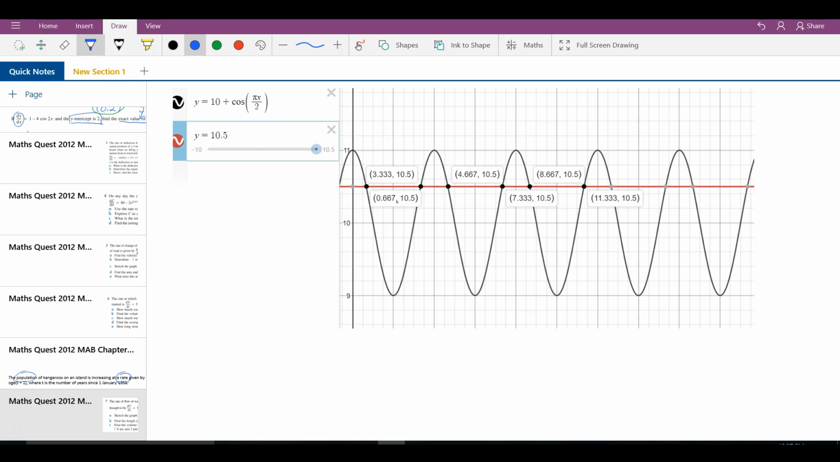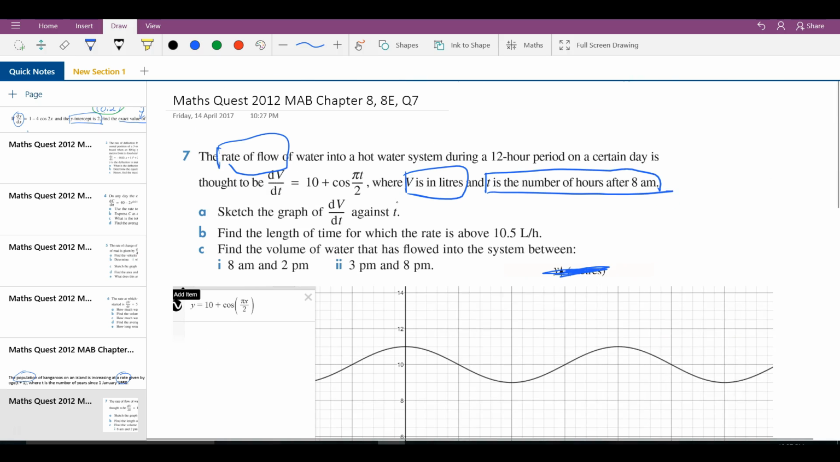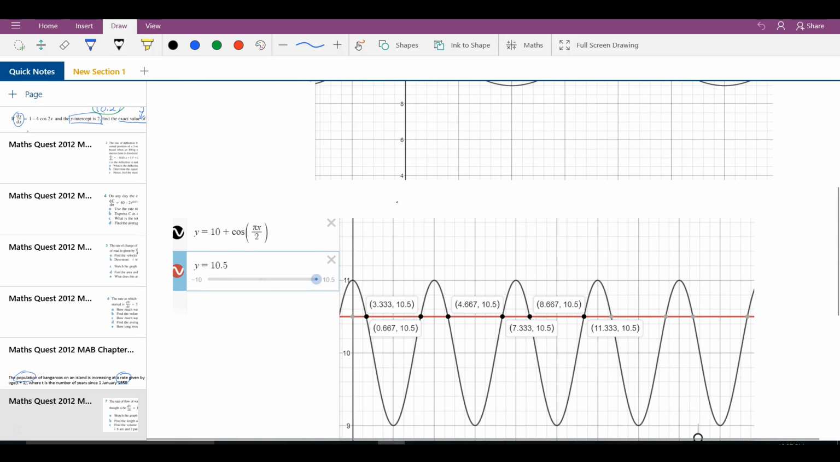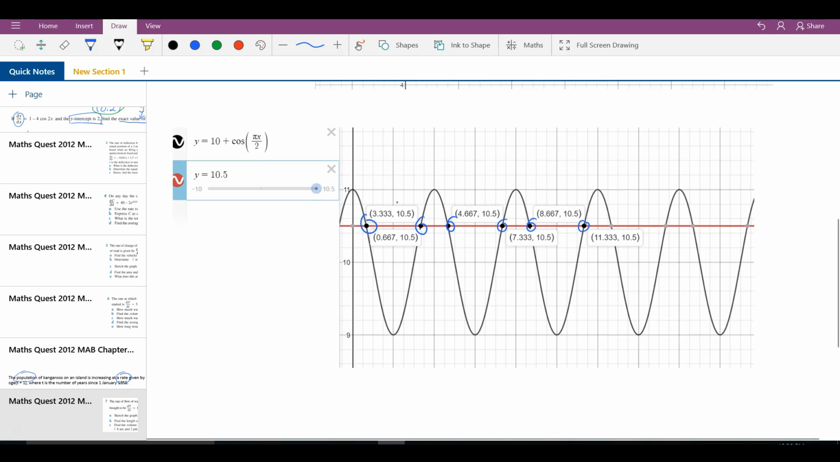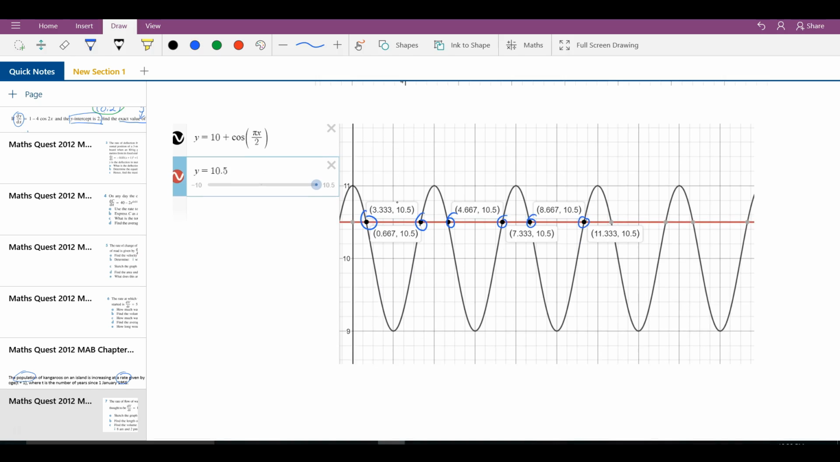Look, I graphed the two functions: the original function, and I also put in the line y equals 10.5 to see where they intersect. The question asks, find the length of time for which the rate is above 10.5 liters. So we've got all these intervals here. I'll stop there because I know they're periodic. Cosine is a periodic function, so they repeat. All I have to do is study one of the lengths, and that will be enough because they will all be the same.